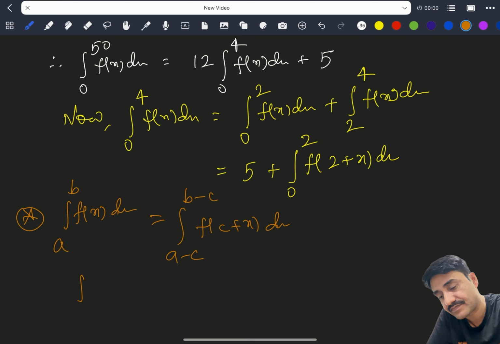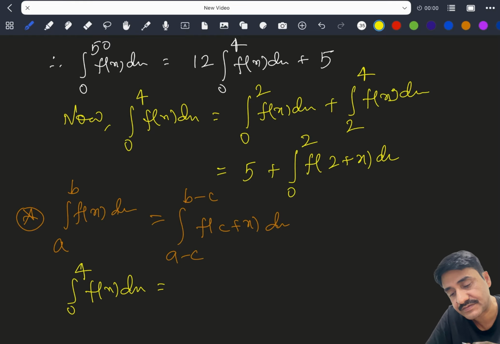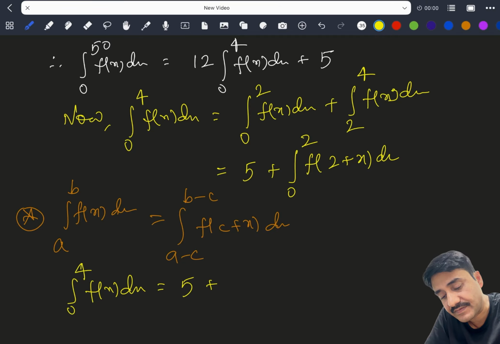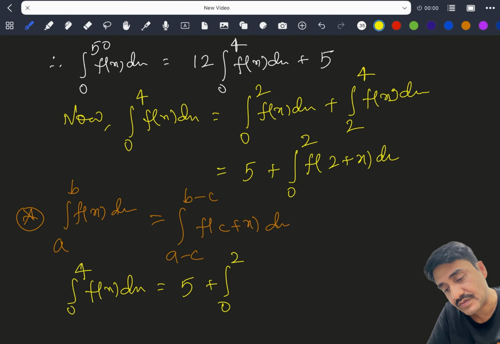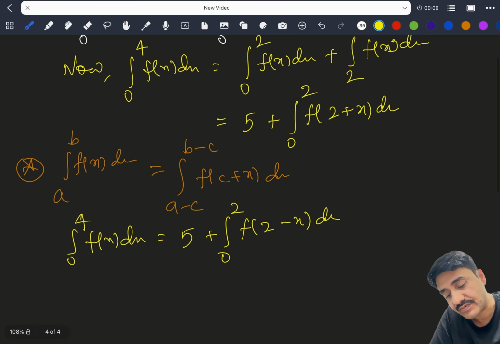Integration 0 to 4 f(x) dx is equal to 5 plus integration 0 to 2 f(2 minus x) dx. This we can write as 5 plus integral 0 to 2.